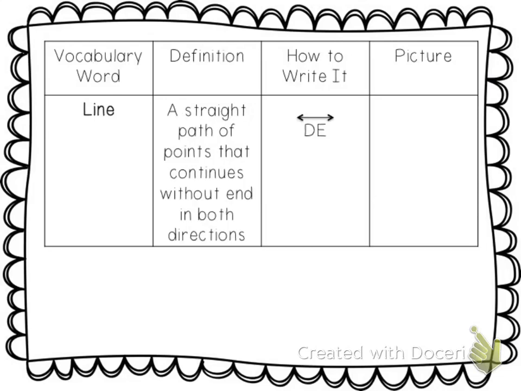A line is a straight path of points that continues without end in both directions. So when we talk about a line, it's going to continue without end, so forever and ever, both directions. So it's going to have an arrow on each side to show that it keeps going. And both ends of the line are going to be labeled with a letter. So we would read that line DE, and we would write it by writing the 2 letters and having a line above it that has arrows on both sides. It doesn't matter what letters go with the picture, it just helps us to be able to read the figure.